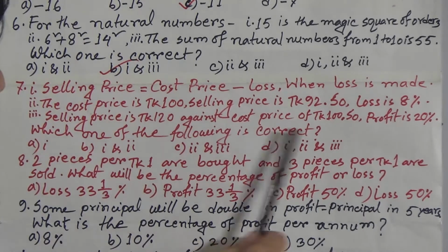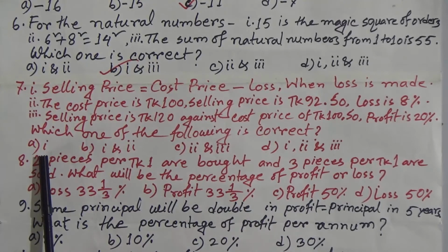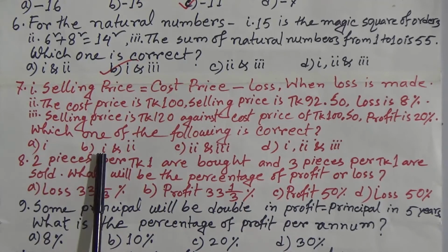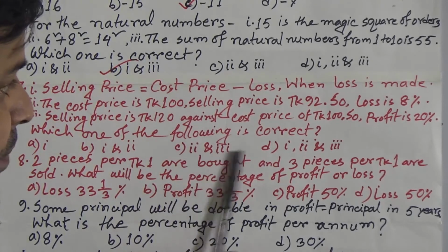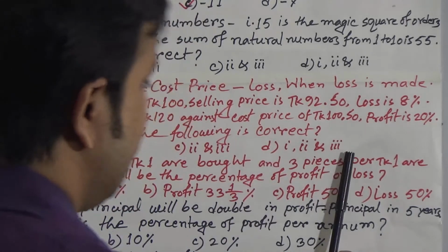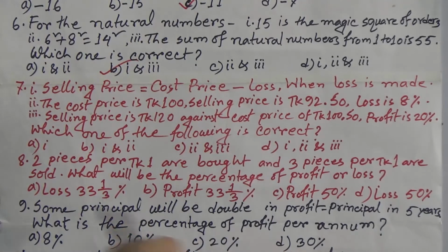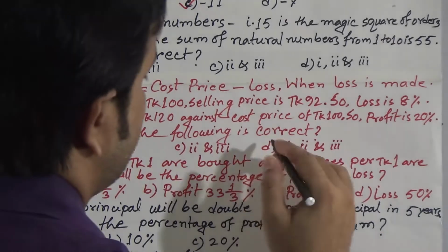So we can say the answer. Which one of the following is correct? Only one. This is correct. But 1 and 2 is also correct. 2 and 3 is also correct. But in D, all are written here. So we have to consider here D as all the options given here. So D is correct.